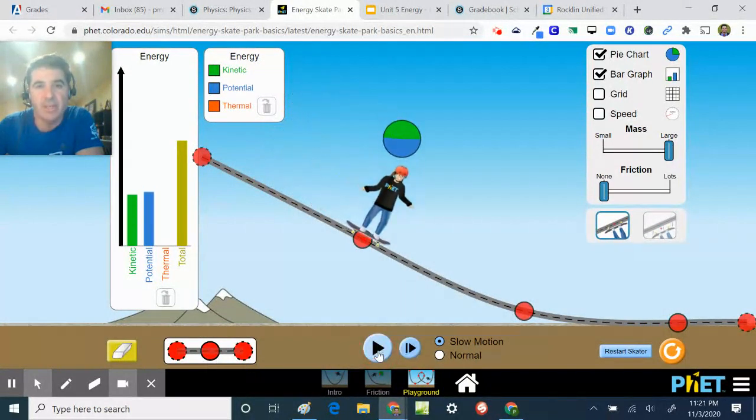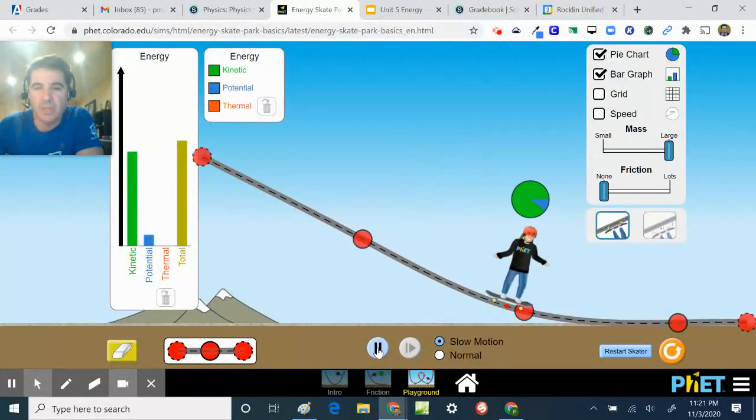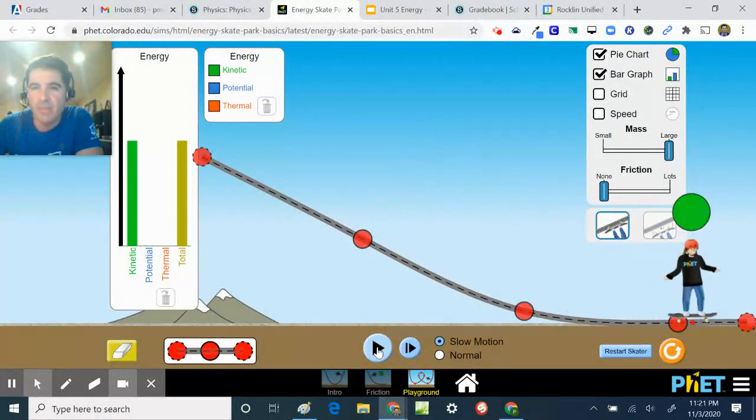And if you get halfway through, you'll have half of it still potential energy and the other half is kinetic energy, and it will be transferred into kinetic energy in the end, all of the kinetic energy. Okay. The second scenario we have is that if you add friction.